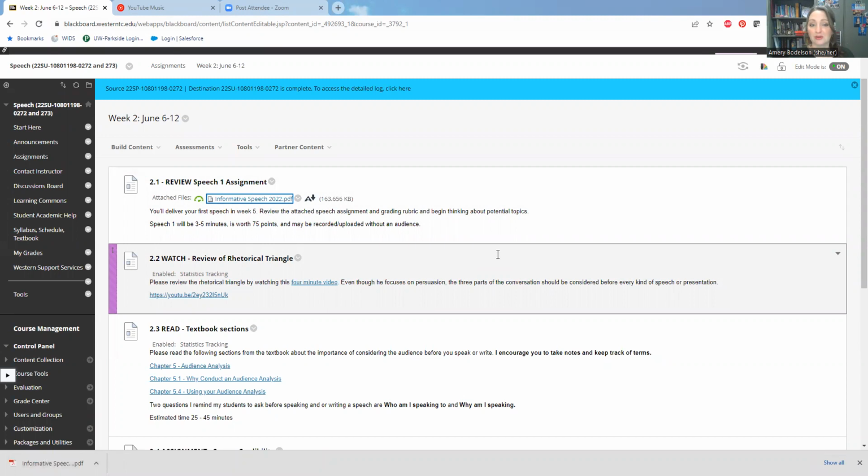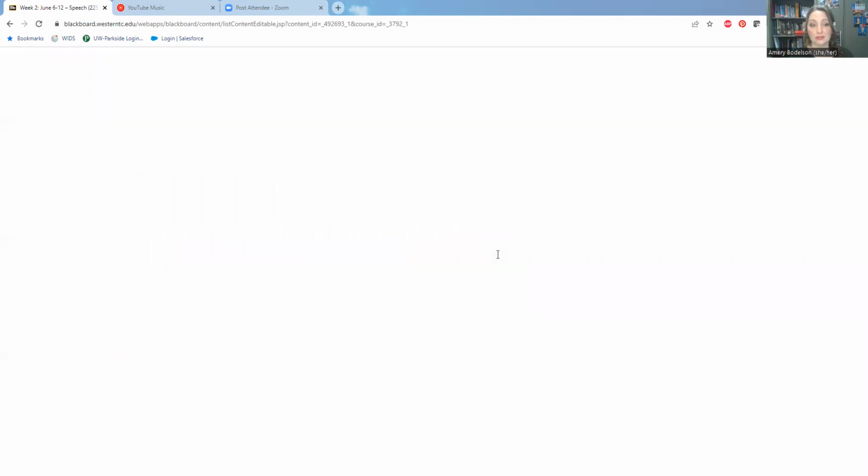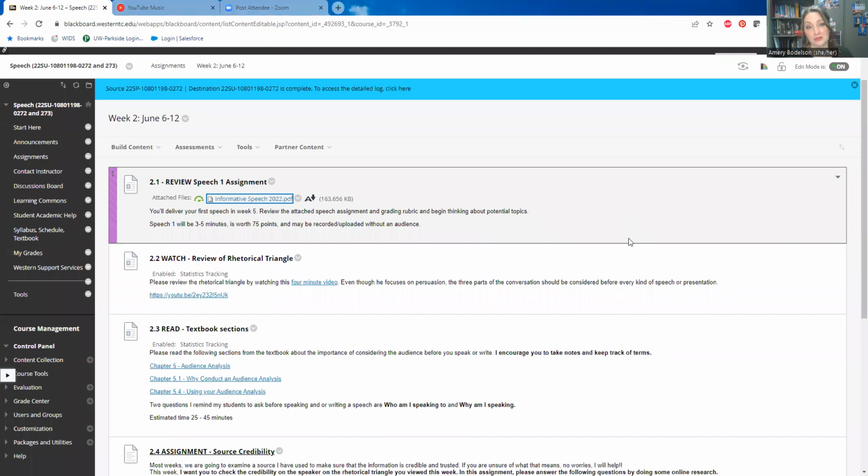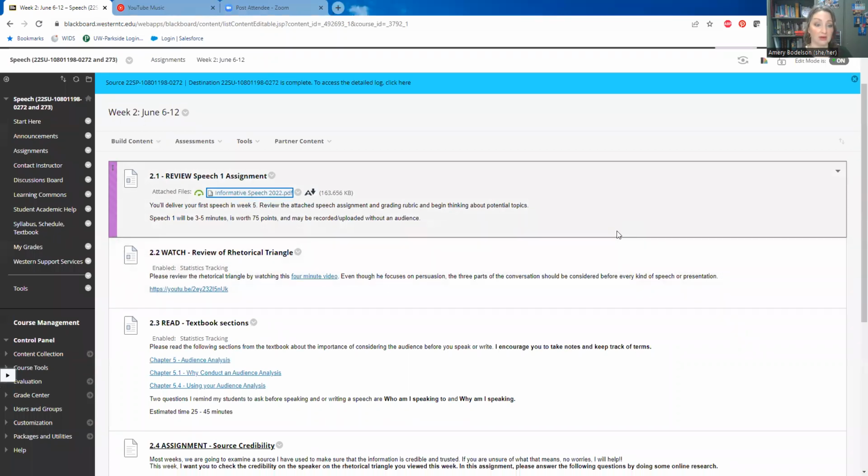You are delivering a 3 to 5 minute speech. You are being asked to cite from 3 outside sources, so outside your own experience. And you are being asked to think about what your topic could be, and eventually you'll be sending those topic ideas to me. Page number 1 gives you an overview of the assignment details, and page number 2 gives you a breakdown of how I grade it. Speech number 1 is worth 75 points, and you'll be delivering those in week 5. So begin thinking about what you might want to speak about.